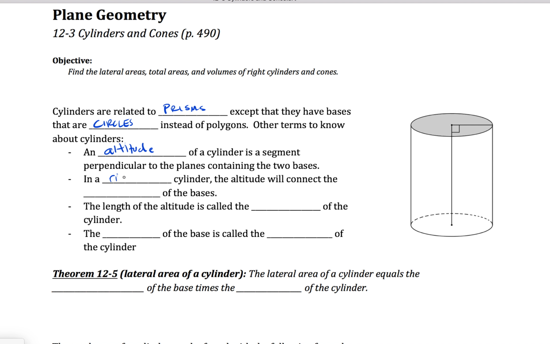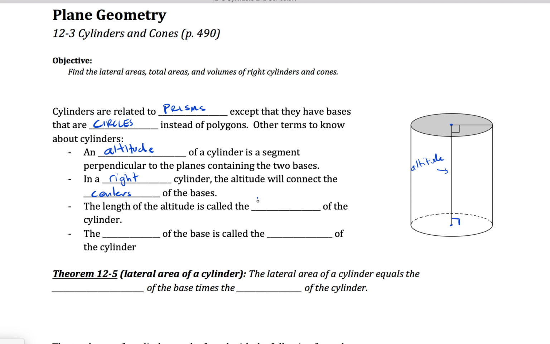In a right cylinder, which is the only kind of cylinder we're going to be working with, there are other things called oblique cylinders, which are kind of cylinders that are starting to tilt over a little ways. But in a right cylinder, the ones that we're going to be working with, the altitude will connect the centers of the bases. So you can see in my diagram over here, this segment right here connects the center of the top base to the center of the bottom. It's perpendicular to both. That is the altitude of this particular cylinder.